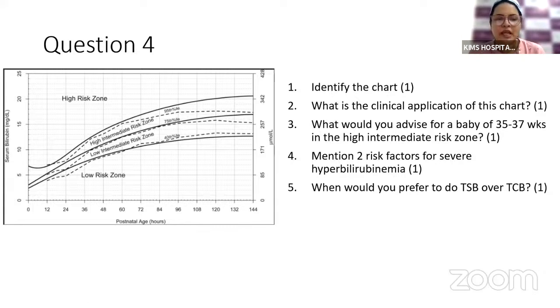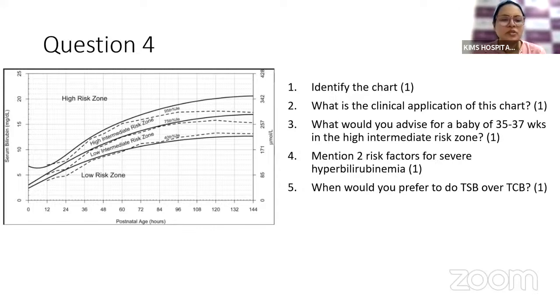So neonatal jaundice again is a very MCQ and OSCE rich area. This chart is called the Bhutani nomogram. The Bhutani nomogram is a chart that is not used for deciding when to give treatment for phototherapy. It's not like the AAP chart, which decides the level of bilirubin at which we treat with phototherapy or exchange. Rather, this is a nomogram that is used for risk prediction for severe hyperbilirubinemia.